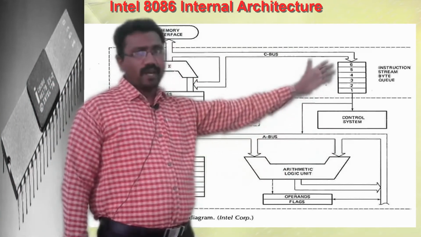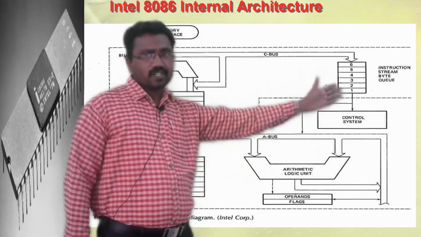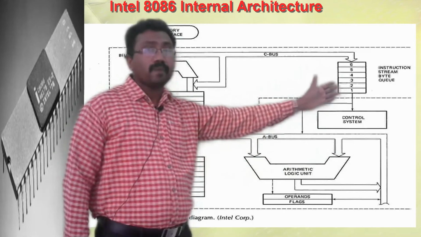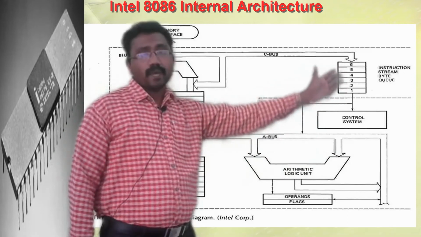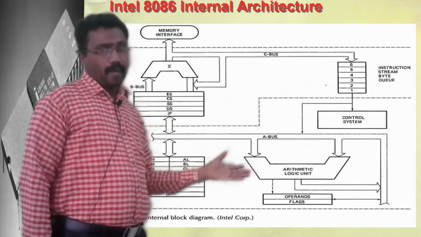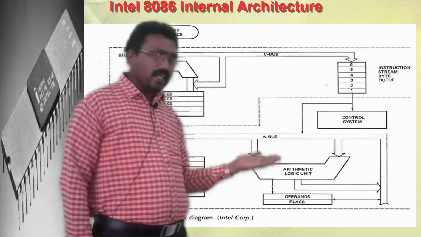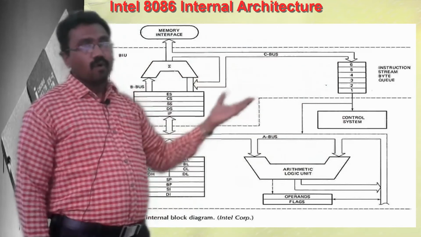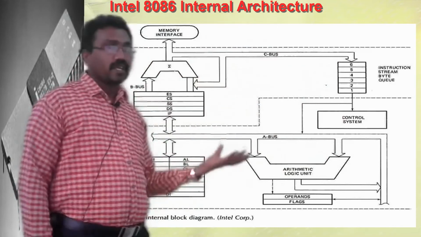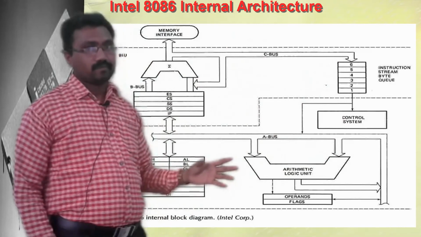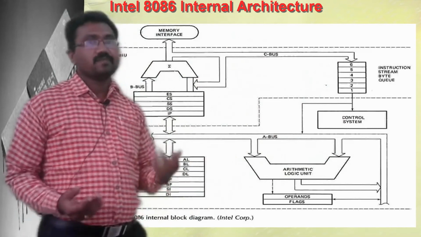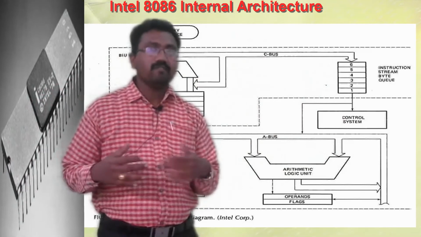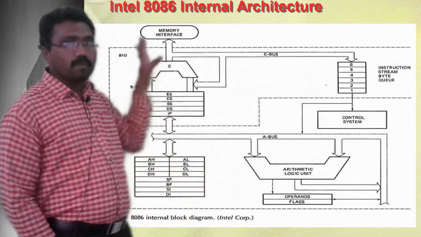So what is the advantage of the instruction stream byte queue? It supports pipelining. What is pipelining here? Pipelining is nothing but executing the current instruction and, at the same time, reading the next instruction from the memory. Here the fetch cycle and execute cycle are overlapping. So what is the advantage? The system speed will improve, the execution speed will improve. Okay, and that's about the bus interface unit.